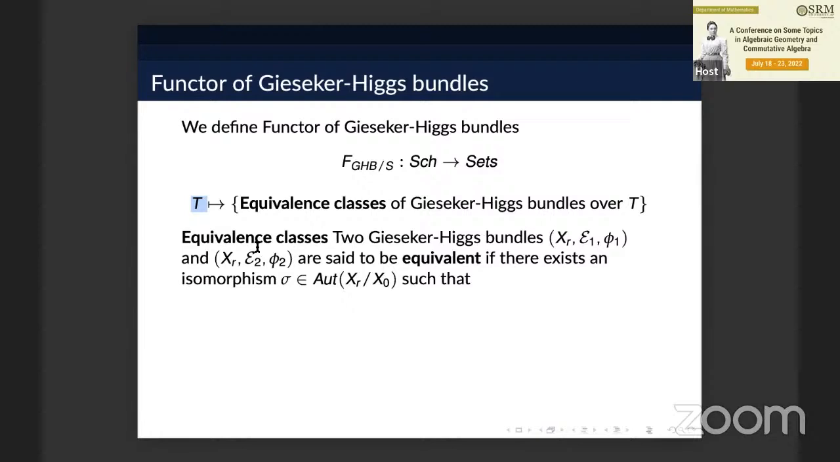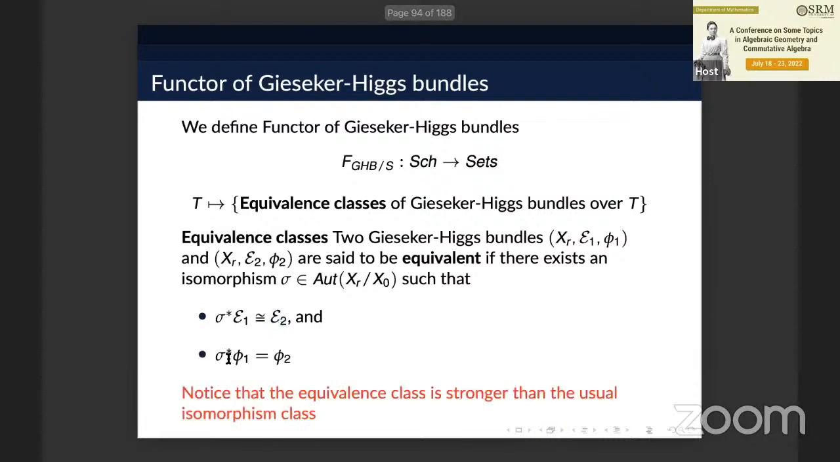Two Gieseker Higgs bundles are said to be equivalent if there exists an automorphism sigma of this modification, which fixes the nodal curve X naught, such that sigma upper star E1, after pulling back via this automorphism, becomes isomorphic to E2, and after pulling back via sigma, phi1 becomes equal to phi2. So notice that the equivalence class is stronger than the usual isomorphism class.